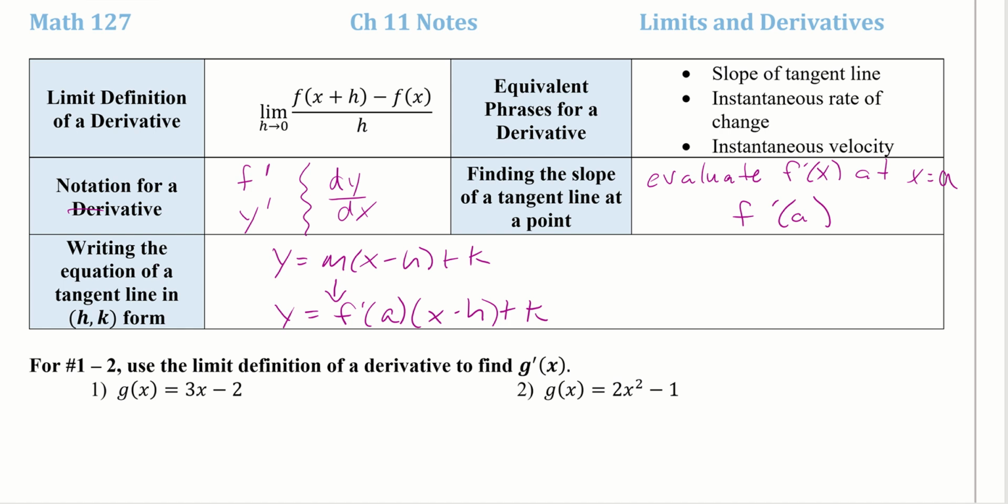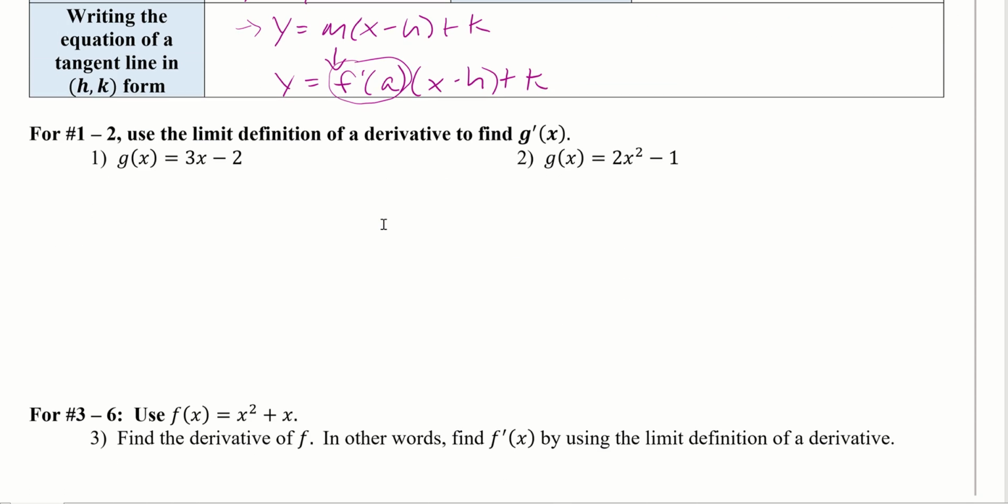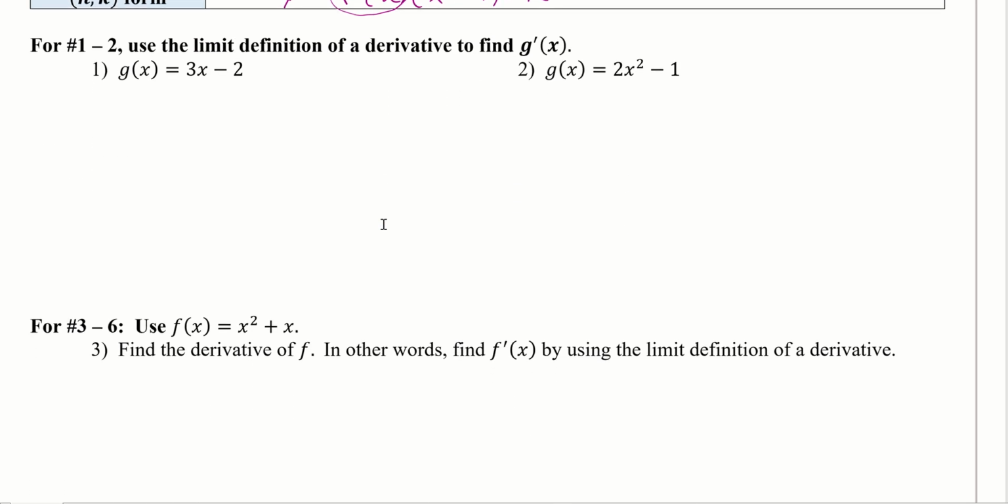Now writing it in HK form, we should be really familiar with this top one. It's just the slope in HK form of a line. Well, with this new one, the only difference is we're going to have to find that slope a different way than a normal line, but the h and k setup is going to be exactly the same. Cool. So number 1 and 2 below, it says find the derivative by using the definition.